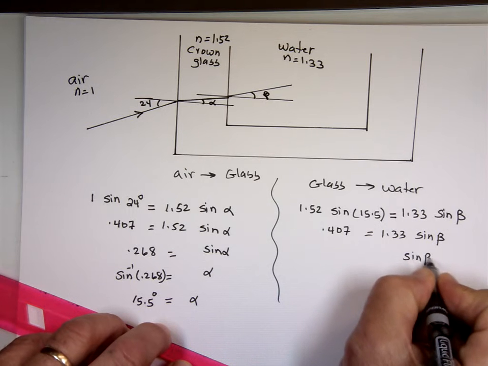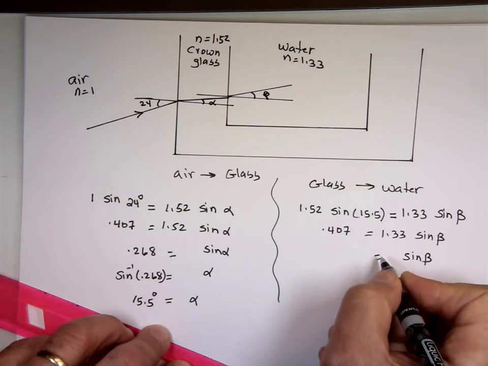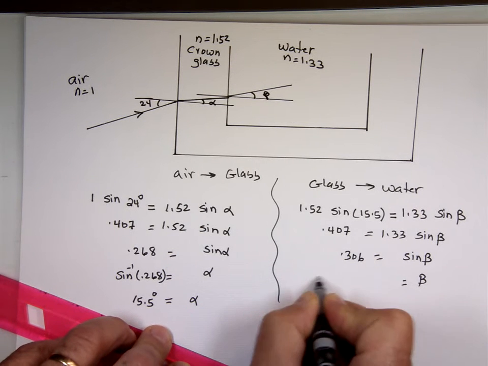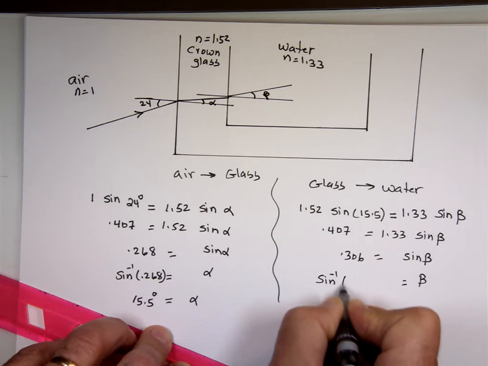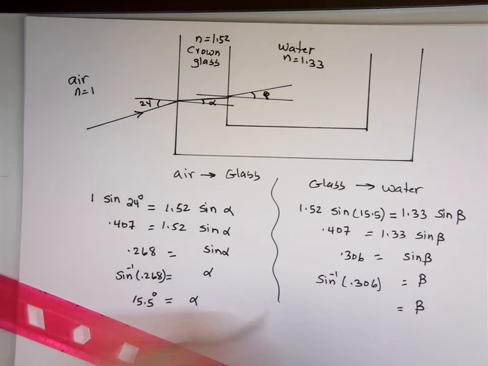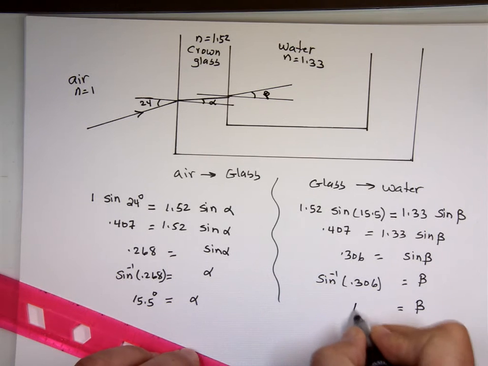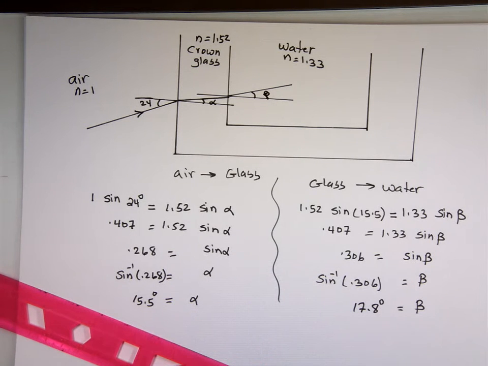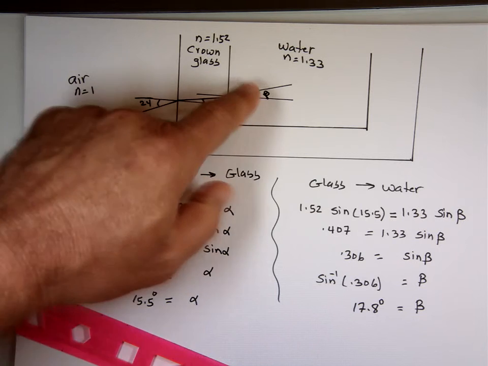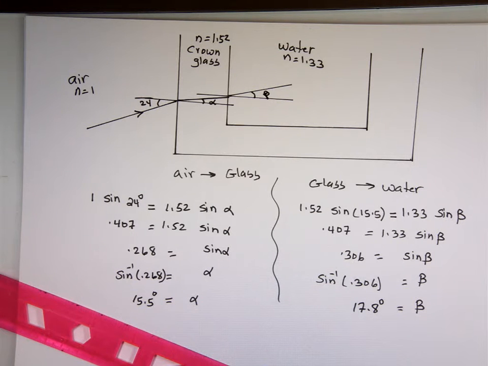Sine beta equals what? 0.306. Beta is going to be the inverse sine of 0.306, which is 17.8 degrees. Notice you enter at 24, you go through the glass at 15.5 degrees, you go through the other one at 17.8 degrees.